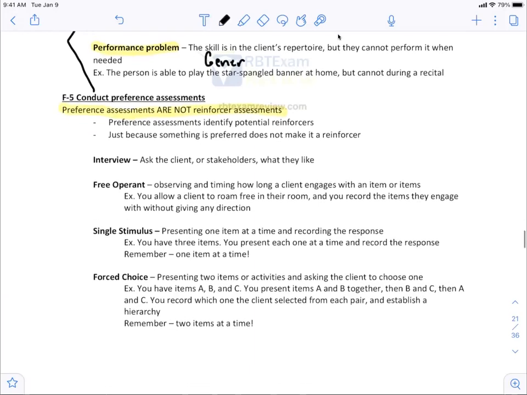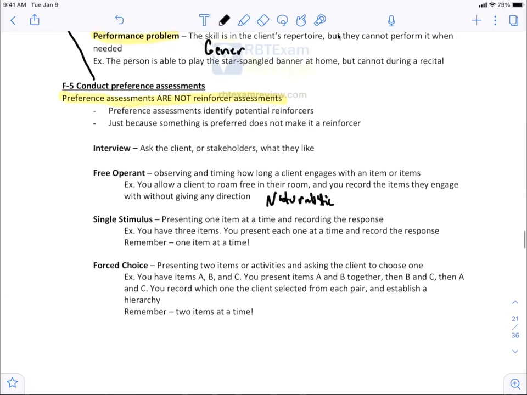So that being said, we can do a free-operant, which is naturalistic, right? Where we are observing the client and timing how long they engage with an item or items. Let's say our client's very young or they don't really show interest in anything. Maybe you just allow the client to roam around their environment and you simply are a fly on the wall recording what they engage in. Free operant, very naturalistic, uncontrived.